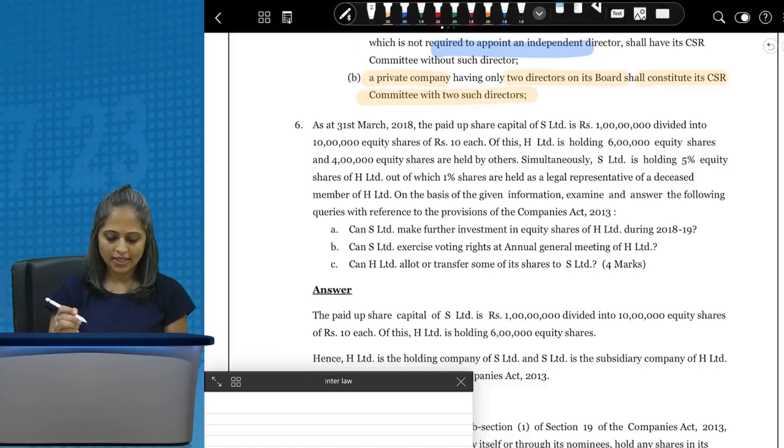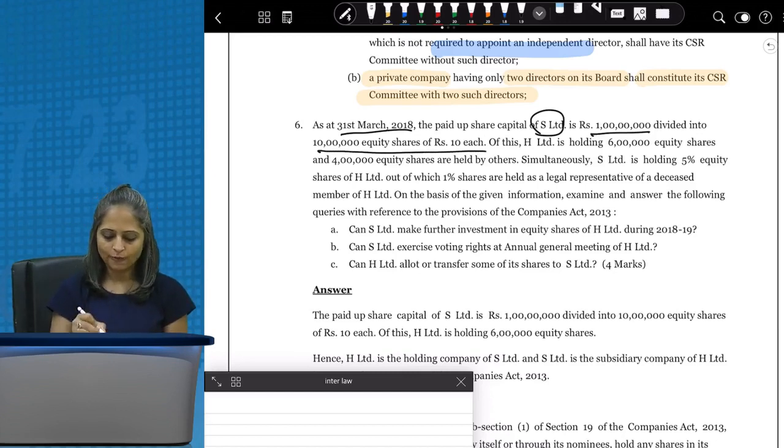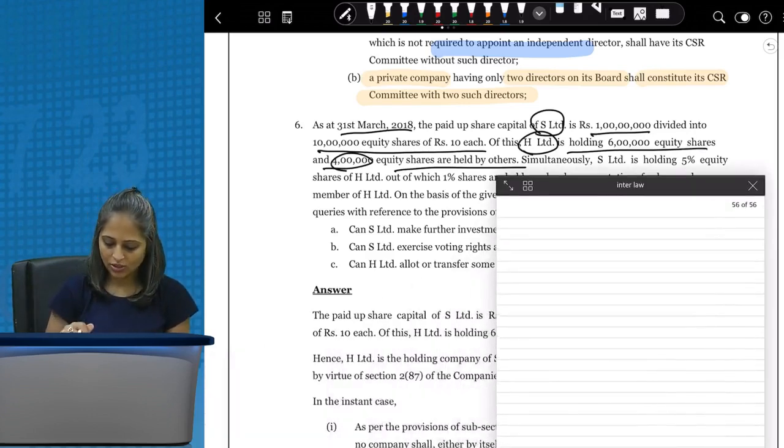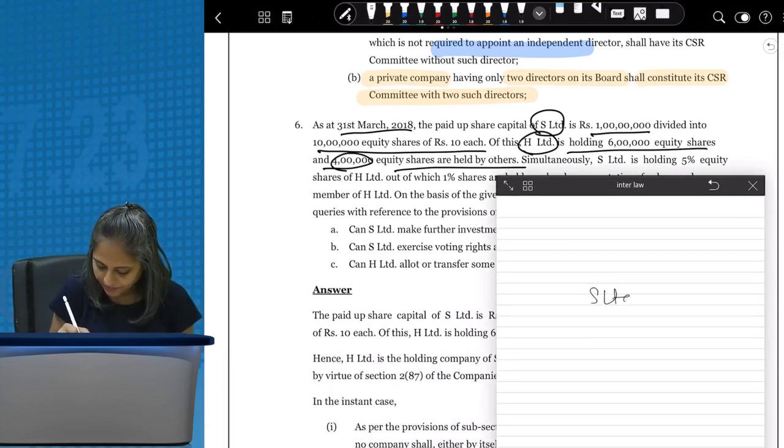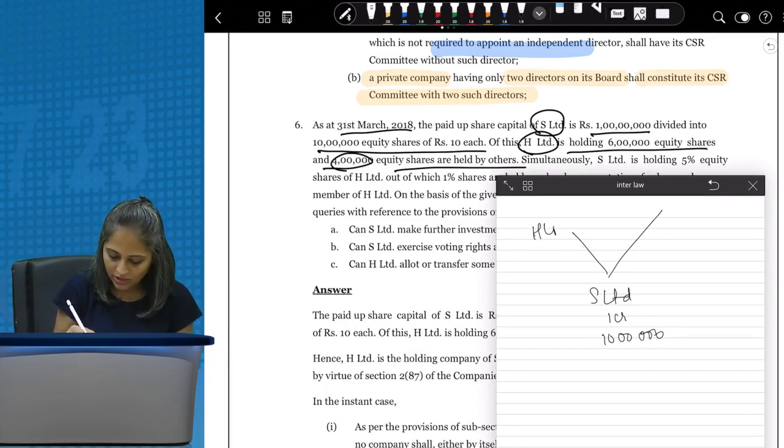Question number 6. As on 31st March 2018, the paid up share capital of S Limited is rupees 1 crore divided into 10 lakh equity shares of rupees 10 each. Of this, H Limited is holding 6 lakh equity shares and 4 lakh equity shares are held by others. So we'll just write it down so that it's easier to understand. You have S Limited here, which has a capital of 1 crore and has total shares of 10 lakhs. Now who's holding the shares? You have H Limited, which is holding 6 lakh shares, and others holding 4 lakh shares.